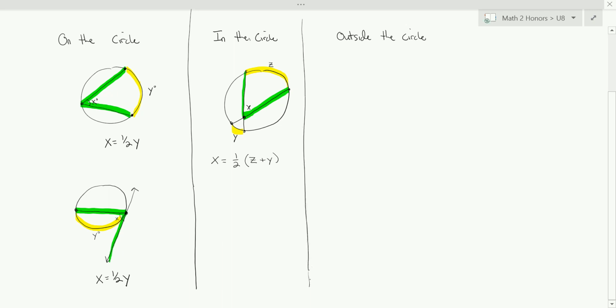And then there are 3 cases outside the circle. So one case is if we have 2 secant lines, and we haven't talked about secant lines yet, and I'll define that for you. But a secant line is just a line that intersects the circle 2 times, where a tangent line hits it 1 time. So these are secant lines. And here's the angle I'm after, x, and it's going to intercept 2 arcs, a bigger one here I'll call z, and a smaller one here I'll call y.